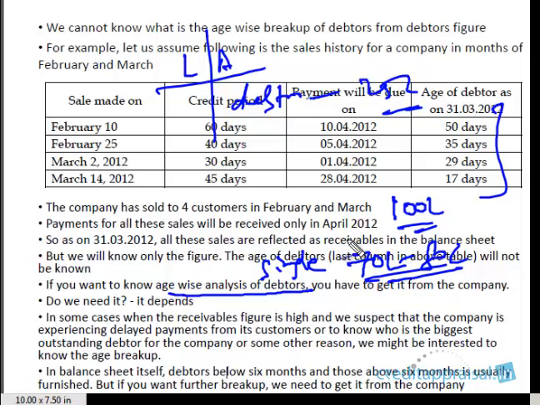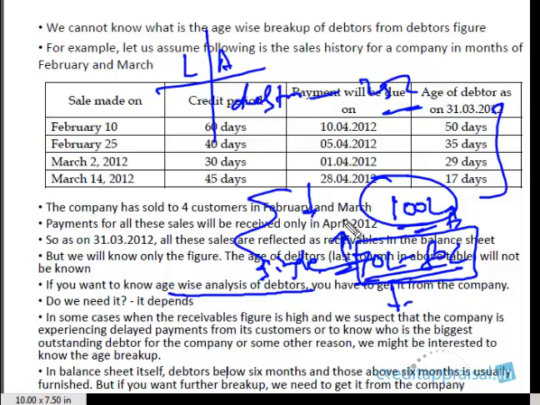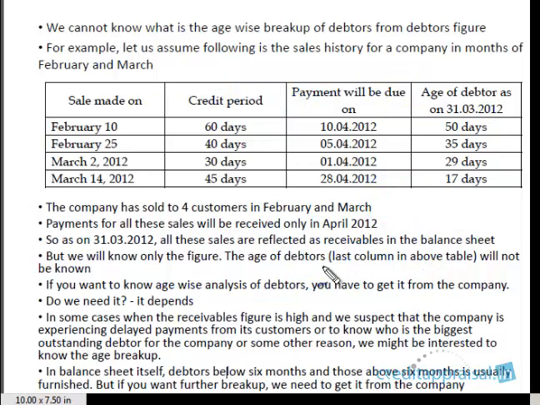One single borrower is contributing so much. It's a big risk to the company. Tomorrow something happens to the relations between this company and that company, or this company fails, for various reasons. If this breaks down, this company will be affected because it's depending so heavily on a single borrower, right? Single supplier. So sometimes you may want to dig deep into the debtors figure. Then if you want this breakup, you have to ask the company, and they'll provide this age-wise analysis.